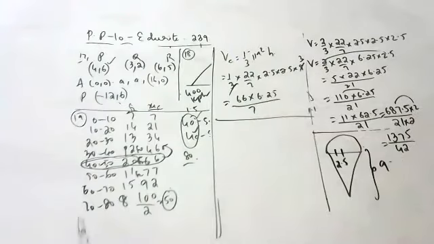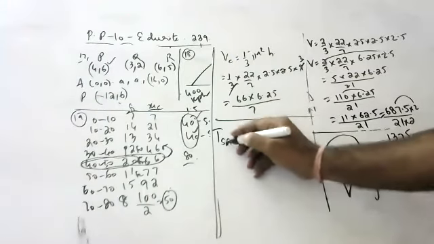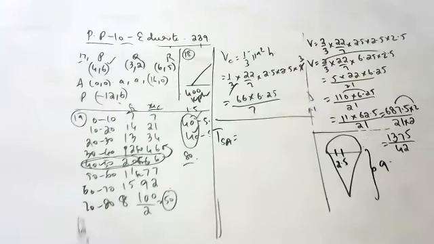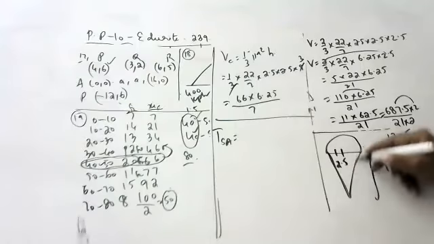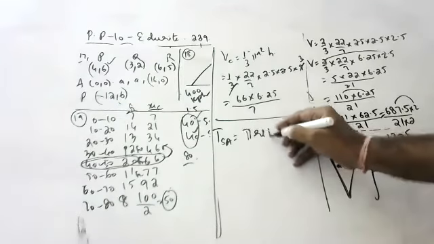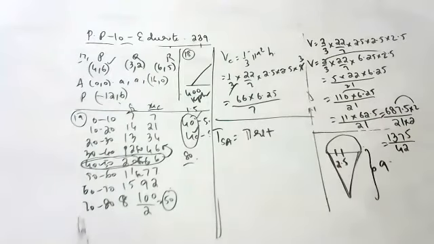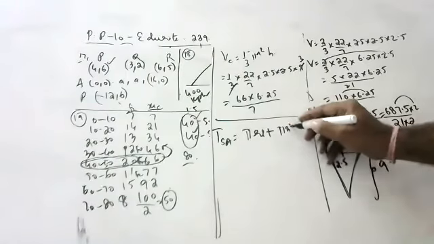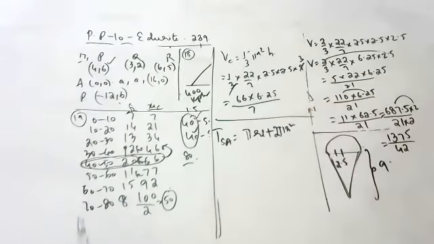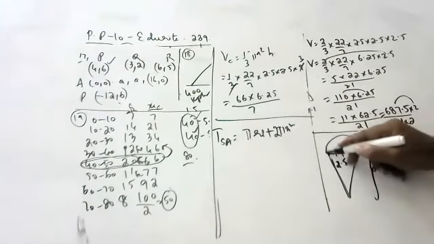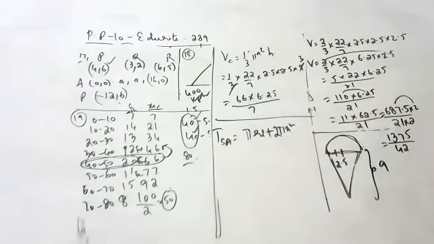Next, the TSA of the cone, children. TSA of the cone means pi r into r plus l. Actually, he asked the TSA of only the cone, with the ice cream or without the ice cream. Without ice cream means pi r square. With ice cream means 2 pi r. What shall we do, children? With ice cream means this will come. Without ice cream means this will come. What shall we do, children?